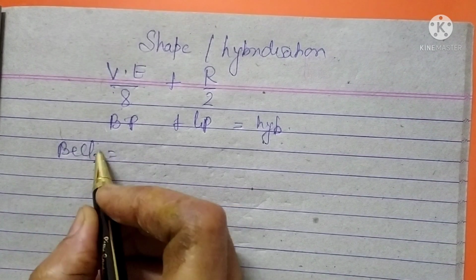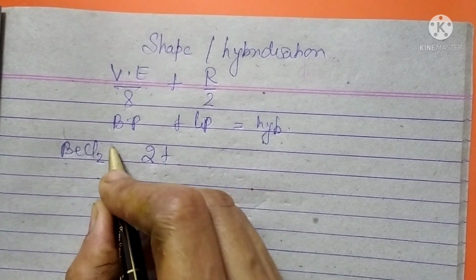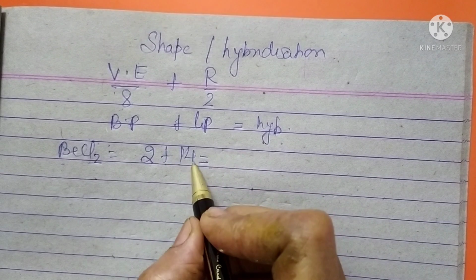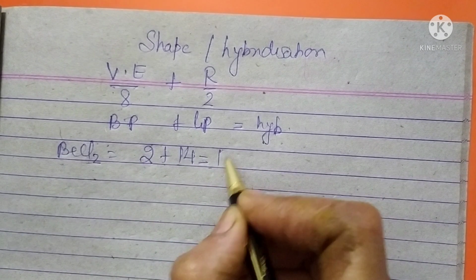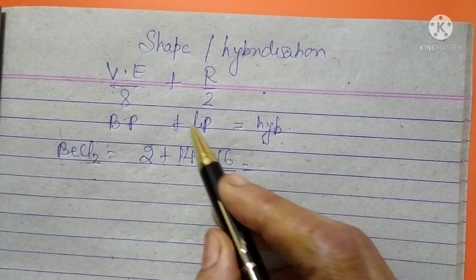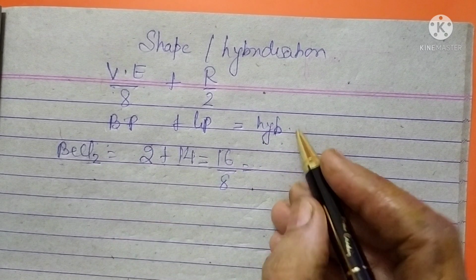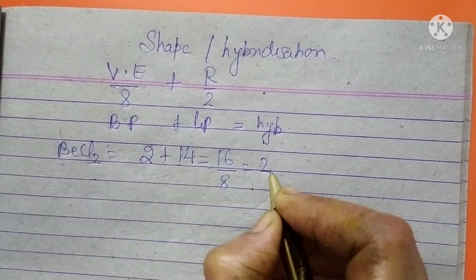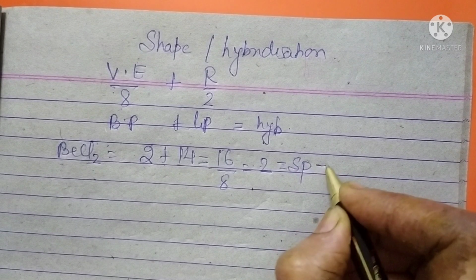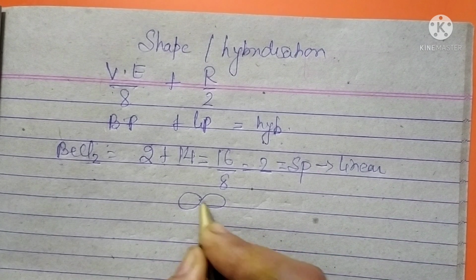BeCl2. For beryllium, the atomic number is 4, so the valence electrons will be 2. Chlorine has 7 valence electrons, 7 twos are 14, so it will be 14, 15, 16 divided by 8. So here it is completely divisible. It means only bond pairs are there, and there is no lone pair in this molecule. So the answer will be 2. It means the hybridization will be sp, and the shape of the molecule will be linear. This is the shape.